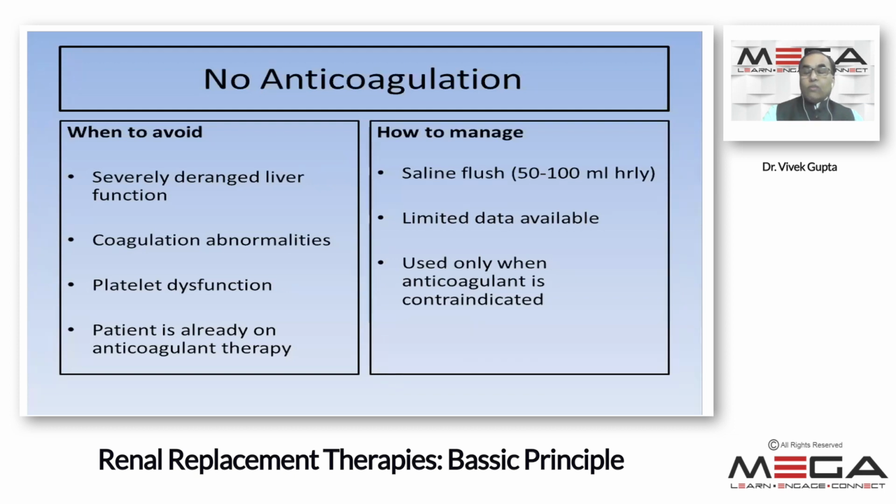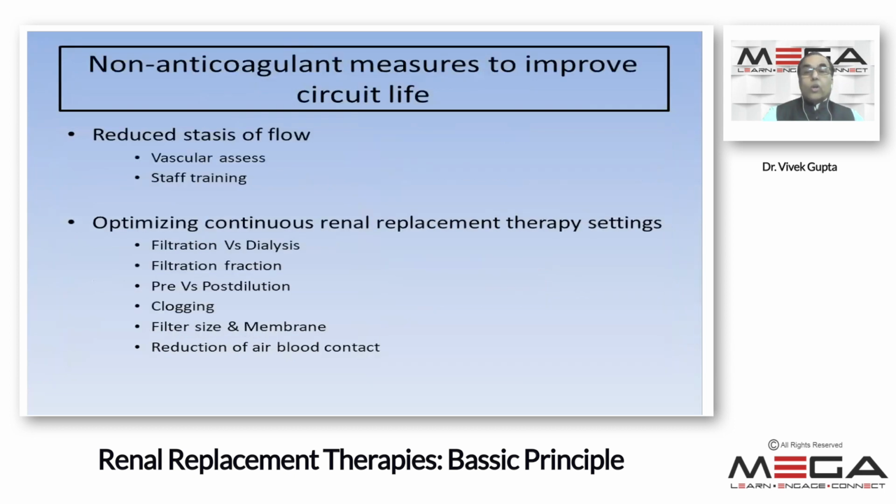You can use a saline flush, or like in the Prismaflex, at the pre-blood pump position, you can always dilute the blood using normal saline, so that filter life can be increased. Though there is limited data, it should be used only when the patient's anticoagulation is contraindicated.